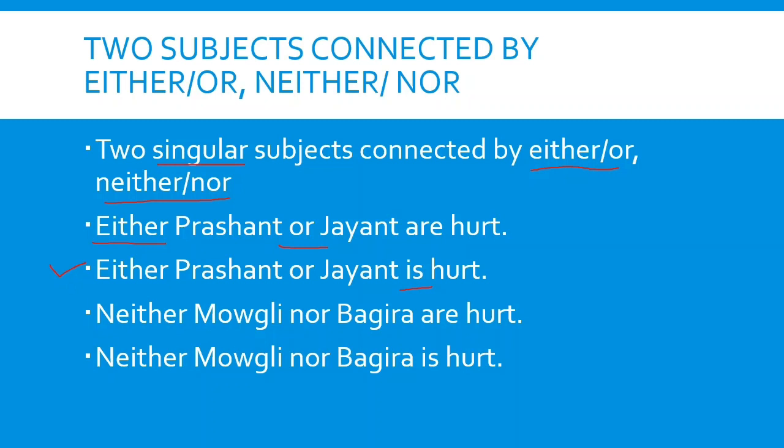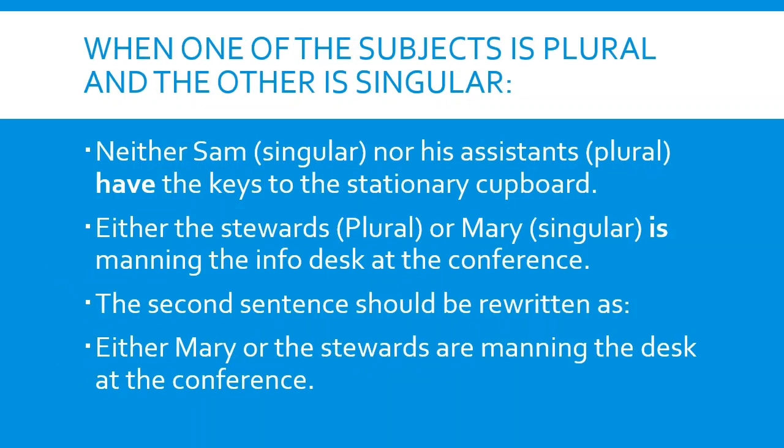If both the subjects are singular, using neither-nor, you have to take a singular verb. That is, "Neither Mowgli nor Bagheera is hurt," because both the subjects are singular. I hope the rule is clear to you. Now here is a bit of revision. We already know the rule. If both the subjects are singular, if you are using either-or, neither-nor, it will take a singular verb.